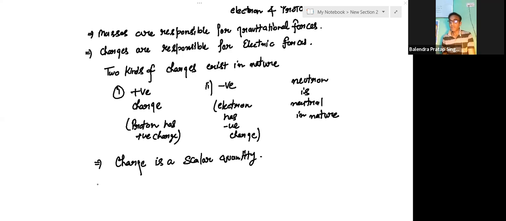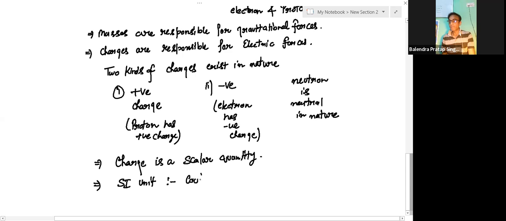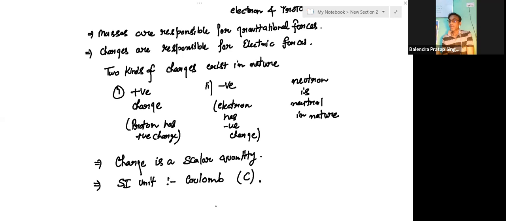Another point is its SI unit. The SI unit of charge is coulomb. We represent it as capital C. Charge is not a fundamental variable. The motion of charge, meaning current, is a fundamental variable when we define our units. There are 7 fundamental quantities, and charge is not one of them. Current is a fundamental quantity.